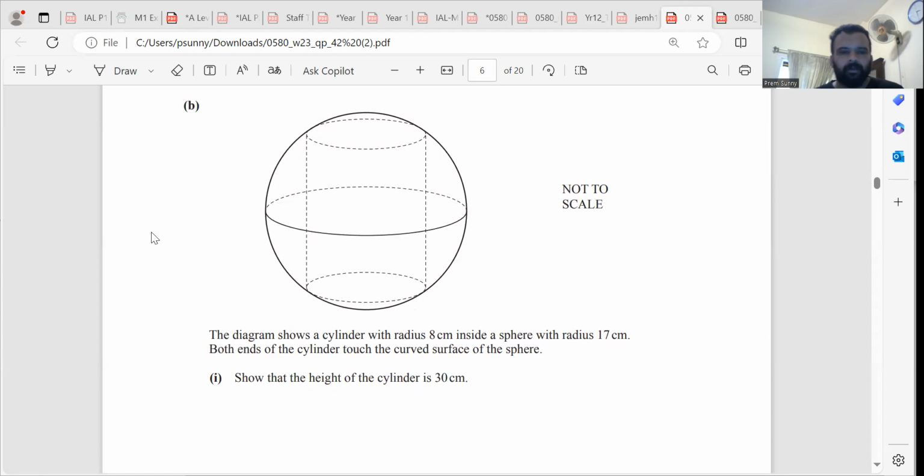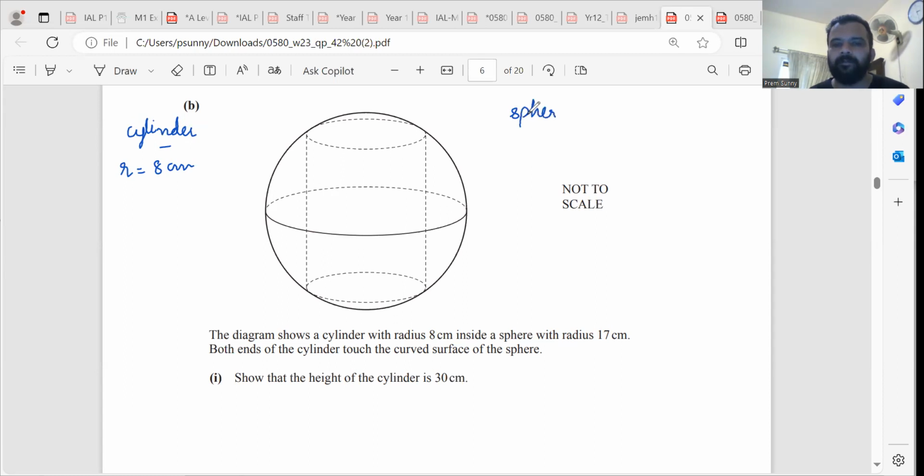B part, we have a cylinder inside a sphere. The diagram shows a cylinder with radius 8 centimeter. So for the cylinder, the radius of the cylinder is given as 8 centimeter. Now, the diagram shows a cylinder with radius 8 centimeter inside a sphere with radius 17 centimeter.